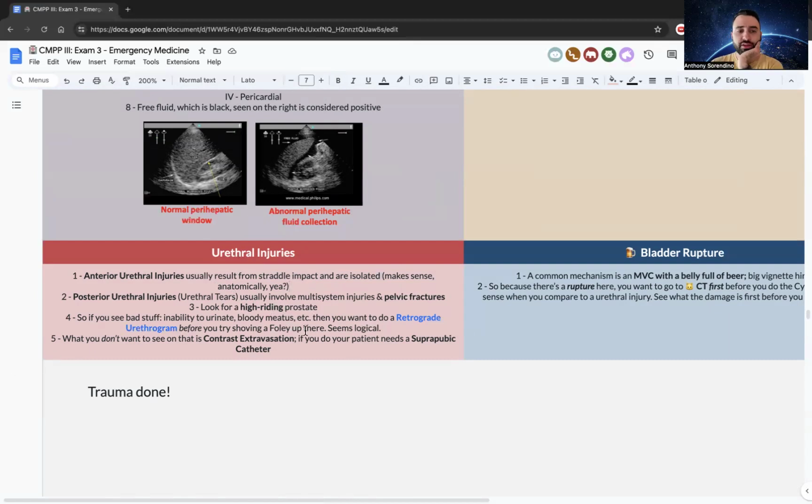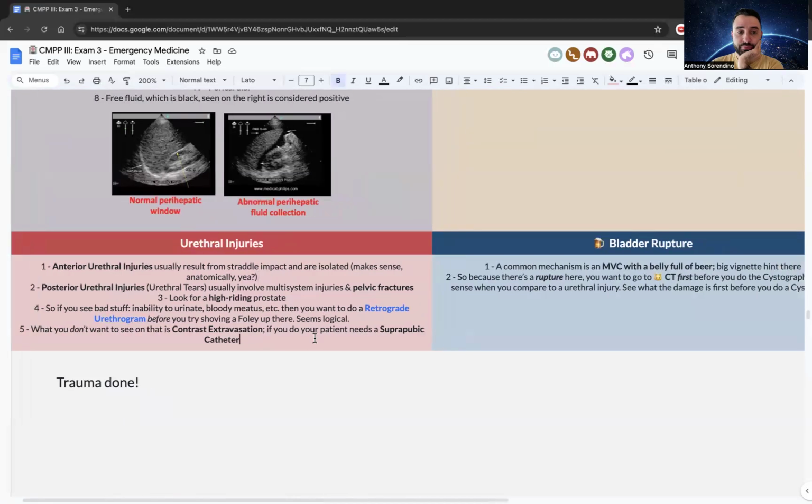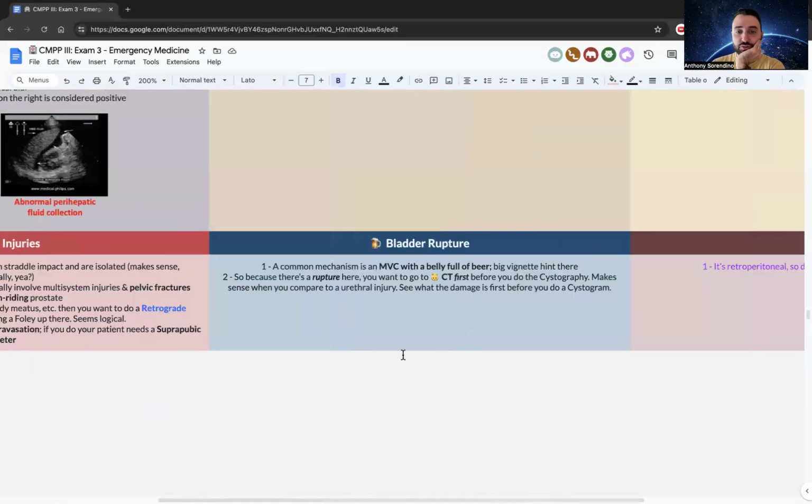If you see bad stuff like the inability to urinate, bloody meatus, etc., do a retrograde urethrogram before you shove a Foley up there. That seems logical. You don't want to see contrast extravasation. Yeah, you don't want to see the contrast you gave them leaking out into their body somewhere. If you do, they're going to need a suprapubic catheter.